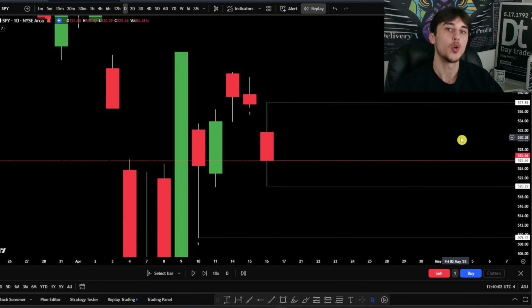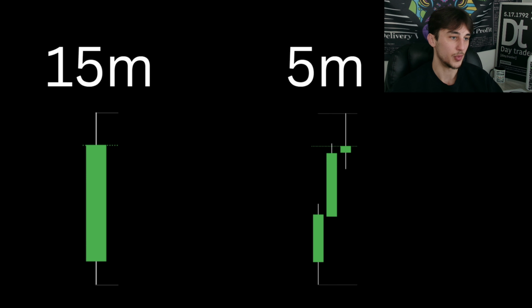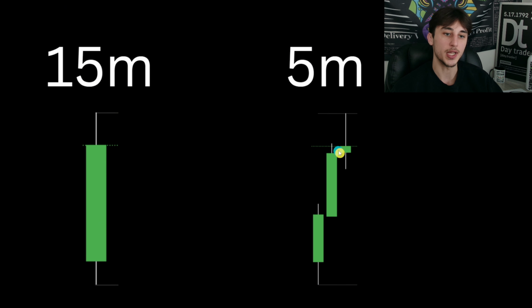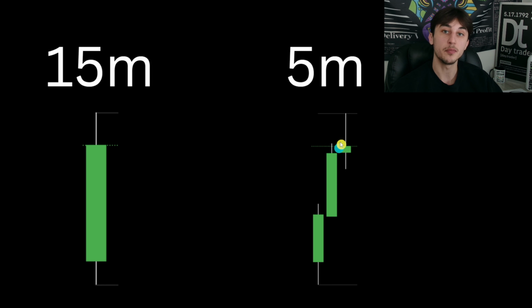Also, one thing to know about time frames is that lower time frames are just a micro scale of a bigger time frame. So let's take a look at this example here. You can see on the left-hand side, we have a 15-minute candle, and on the right-hand side, we have 3 5-minute candles. Now, when I say a lower time frame is just a micro scale of a higher time frame, this is what I mean. As you can see, within the same 15-minute candle, there are 3 5-minute sessions.